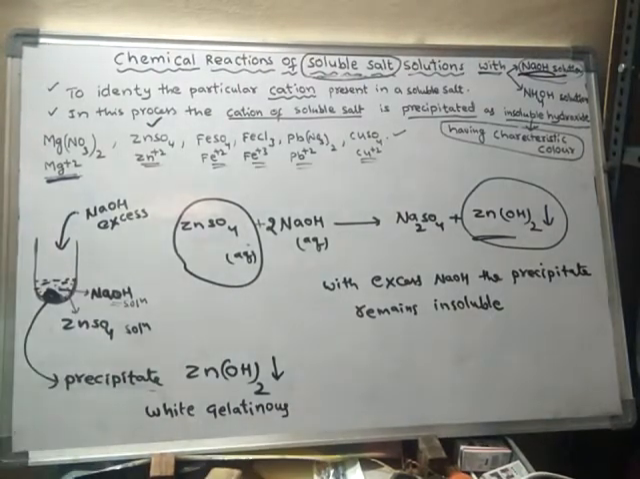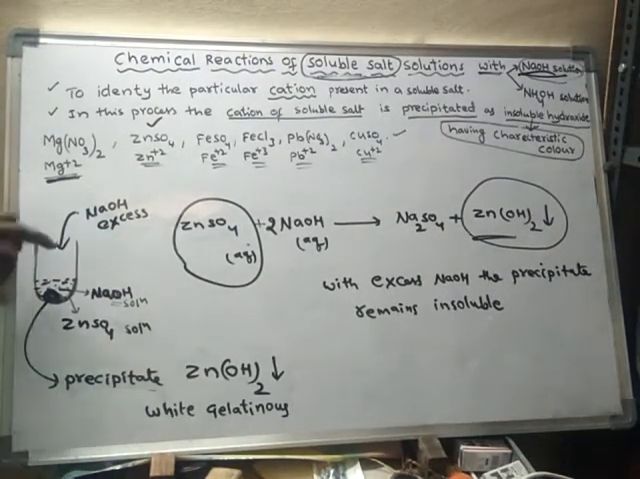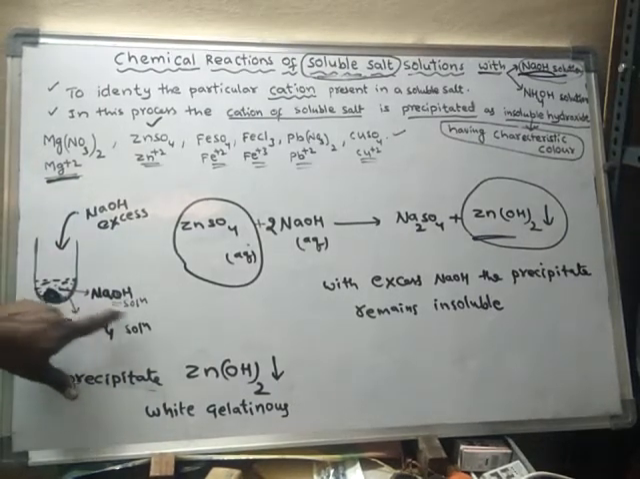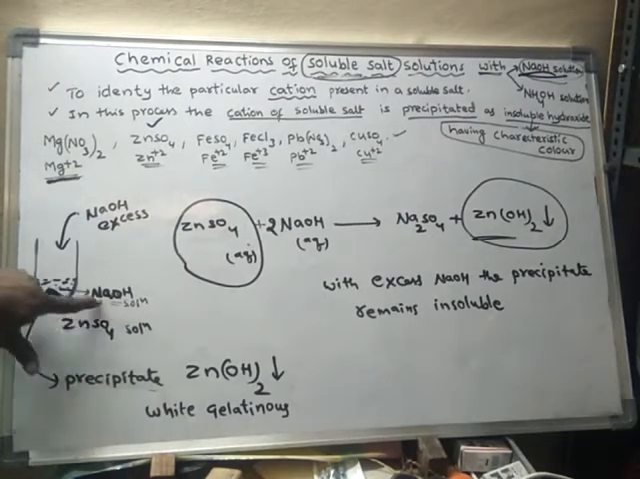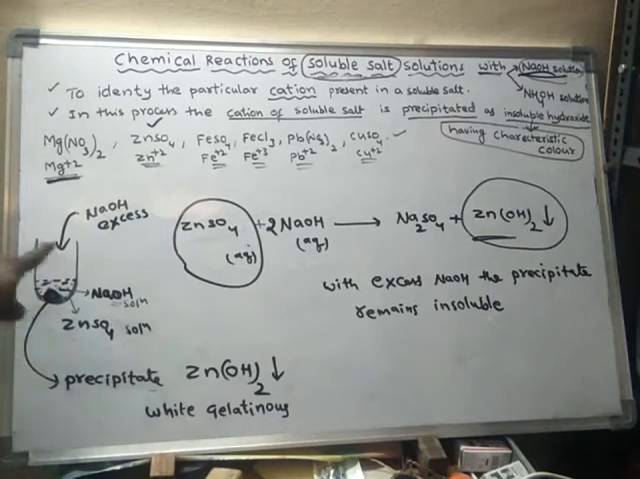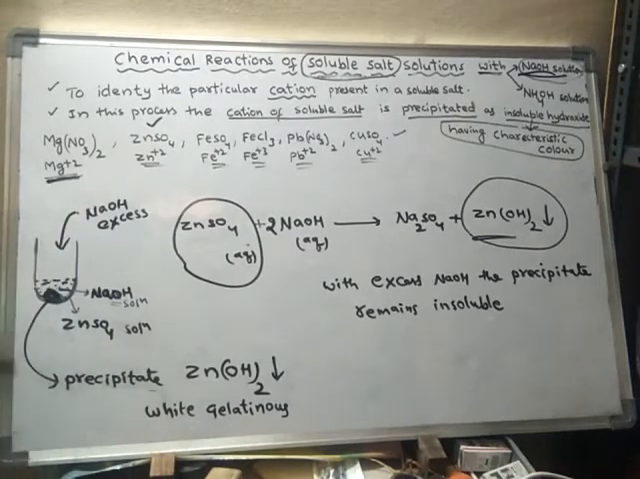So now this precipitate is formed. In this case also, after the formation of this precipitate, again add excess amount of sodium hydroxide. Already sodium hydroxide is present, and due to the reaction between these two, this precipitate is formed. Now you add some more excess sodium hydroxide. What happens? It will dissolve this precipitate.